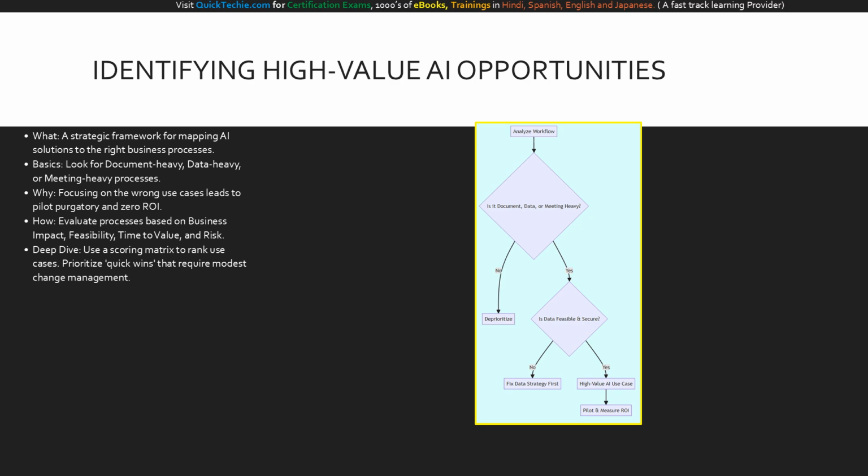How do you evaluate them? You use a strict criteria. What is the business impact? Do we have the data feasibility? How fast is the time to value? And what are the risks?